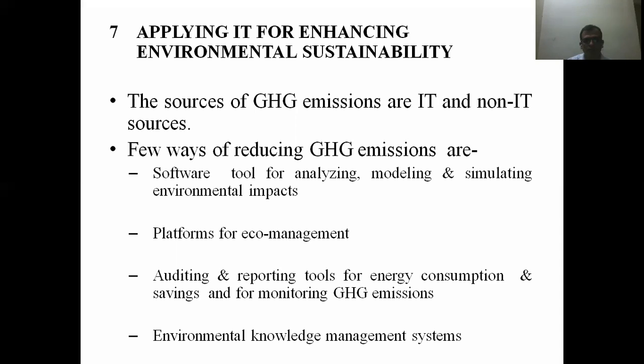A few ways of reducing the GHG emissions are software tools for analyzing, modeling, and simulating the environmental impacts. So we are going to use software tools which analyze, model, and simulate the environmental impacts. The platforms for eco management, the different platforms which will manage the eco. Auditing and reporting tools for energy consumption and saving, for monitoring the GHG emissions. So we can audit by using the tool, to see how much GHG emissions is going to occur.